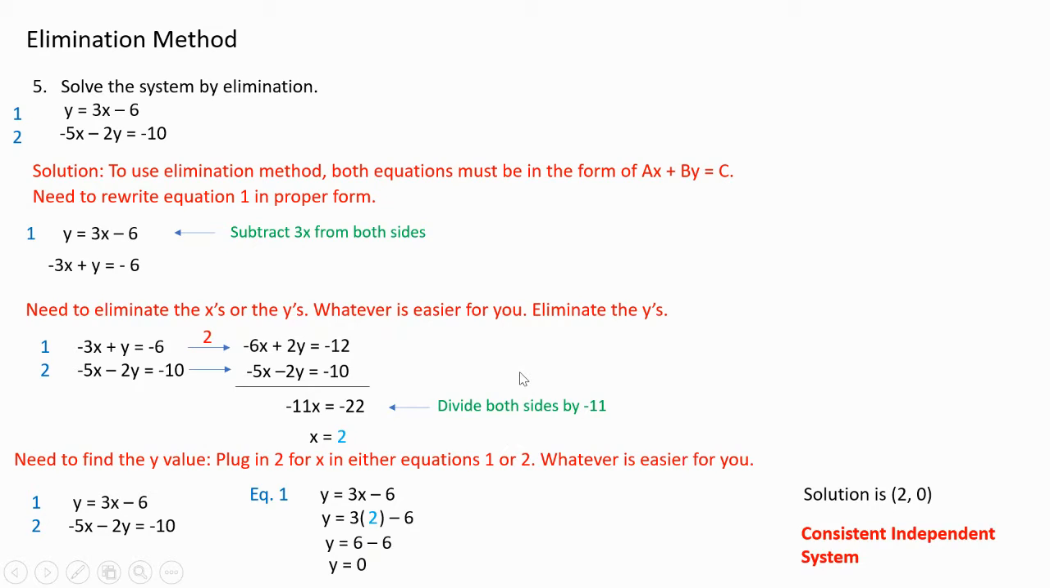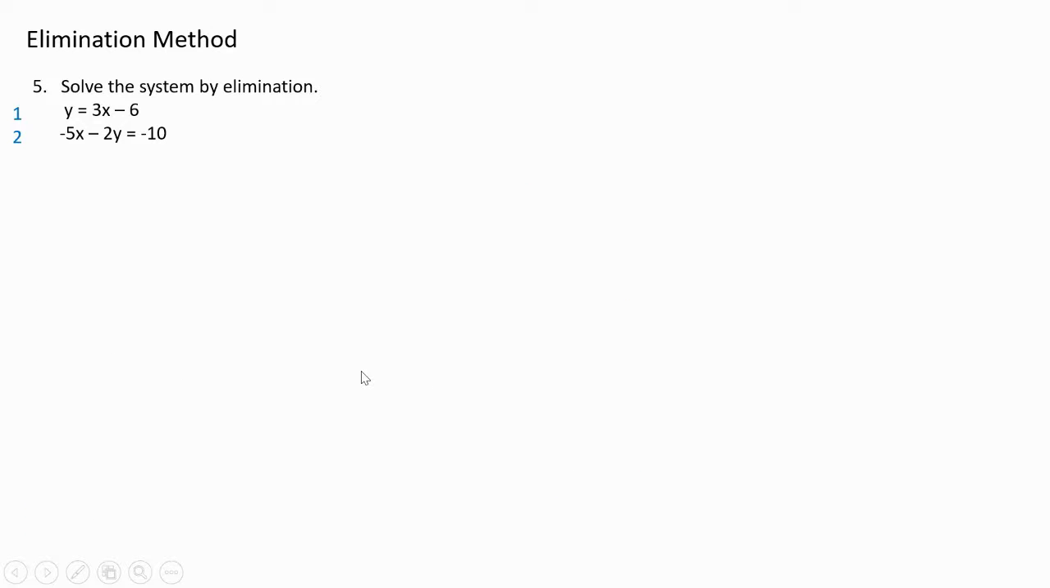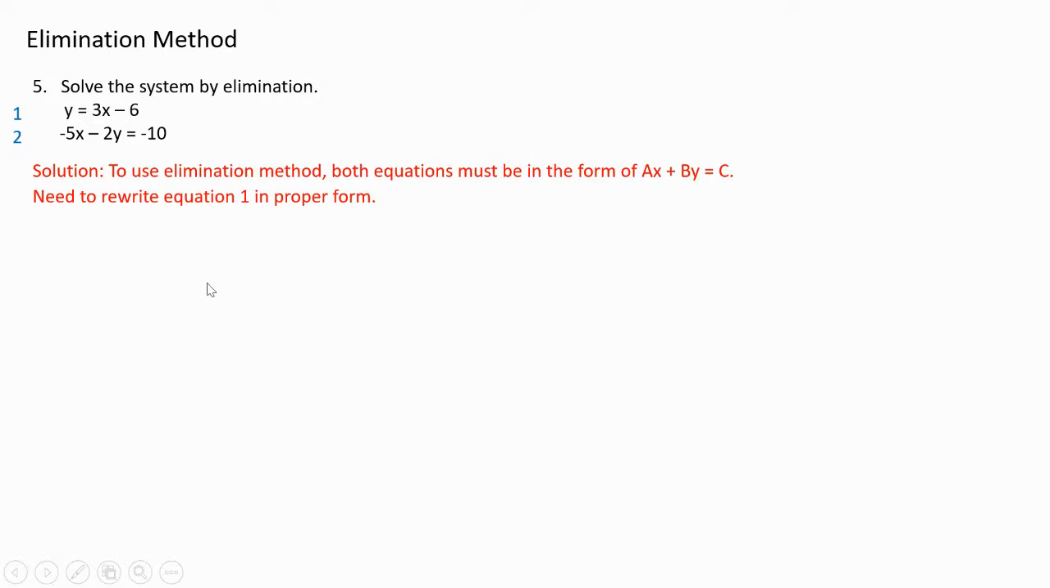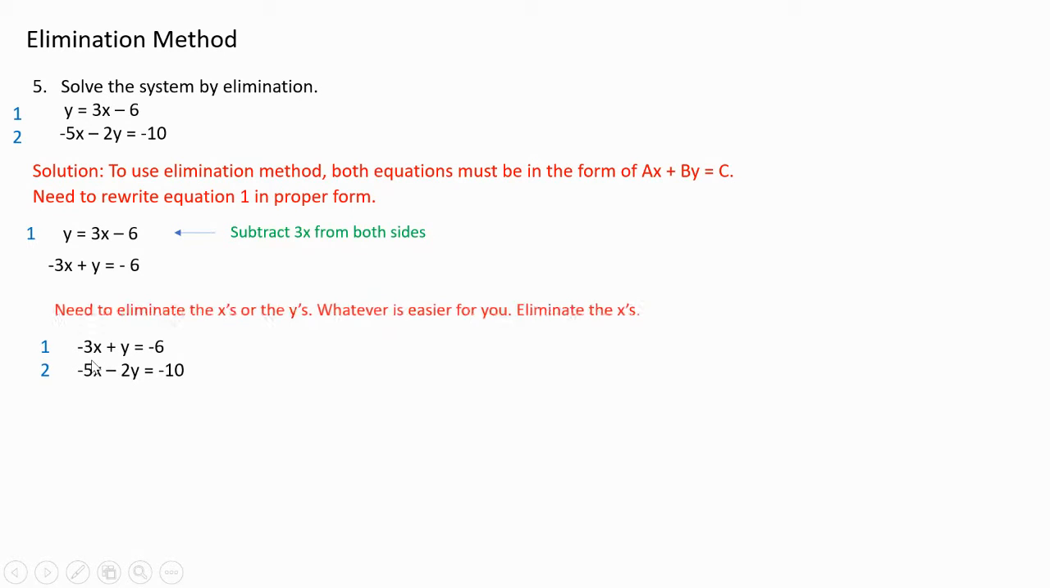Now on the next slide, I'm going to repeat the process, but instead of getting rid of the y's, I'm going to get rid of the x's. I'm doing the same thing as the previous slide. It's already in that form. If we notice, both x's are negative, so I need to multiply one by a positive number. So I'm going to multiply equation 1 by 5 or by negative 5 and equation 2 by 3.